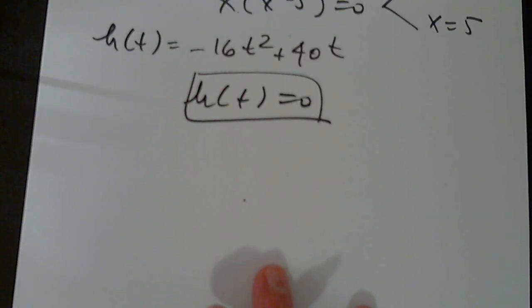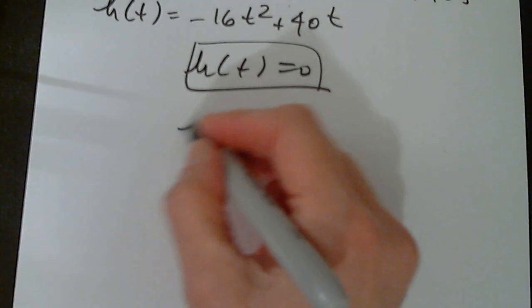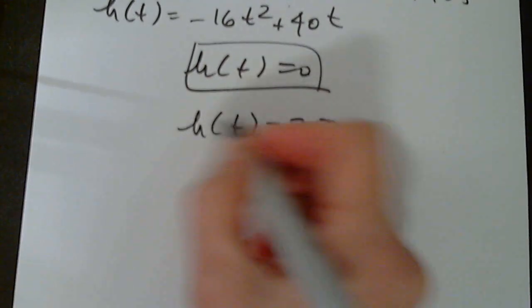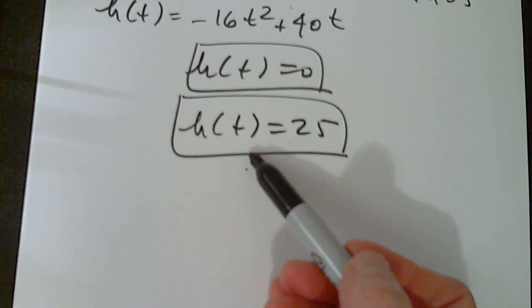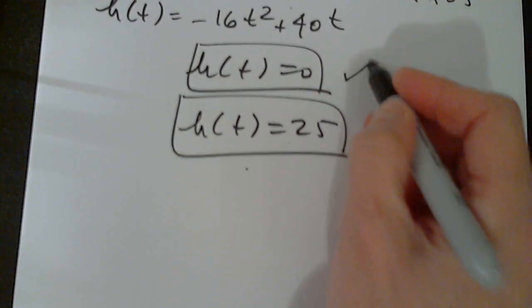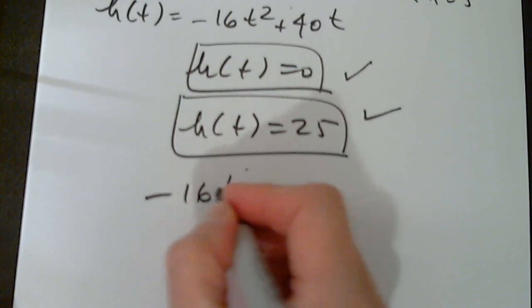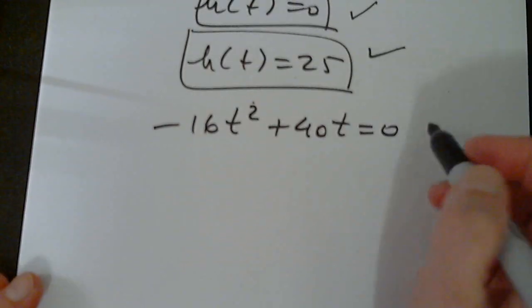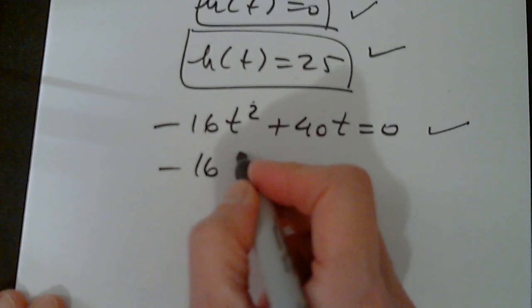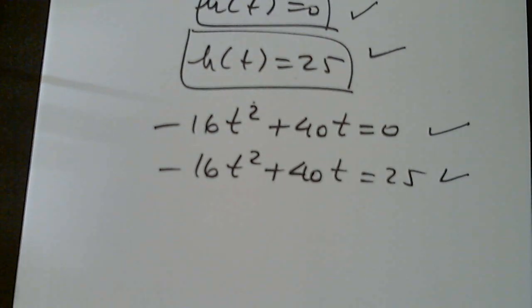What equation should you solve to find when the rocket is 25 feet above the ground? Okay, h(t) = 25. That's it. Of course, you have to put this in here and this in here. Same thing. This is acceptable. If you want to write it as −16t² + 40t = 0, that's fine. And −16t² + 40t = 25 is acceptable as well.